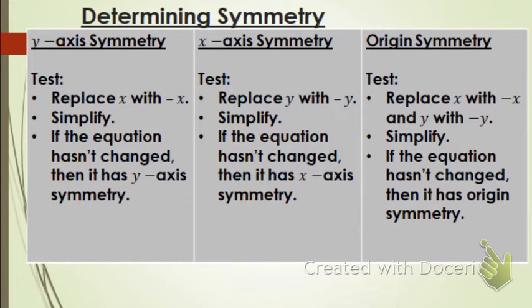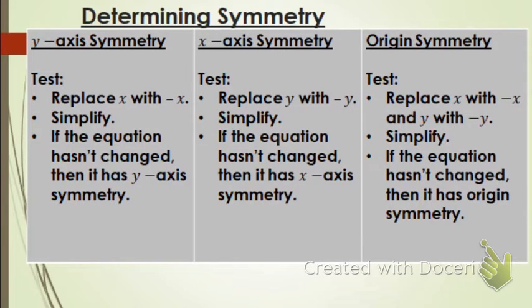From a graphical perspective, what would it mean for something to have y-axis symmetry? What would I see on a graph? It would look the same on both the left and right of the y-axis. That's absolutely correct. It's going to be identical on the left and the right side of the y-axis.